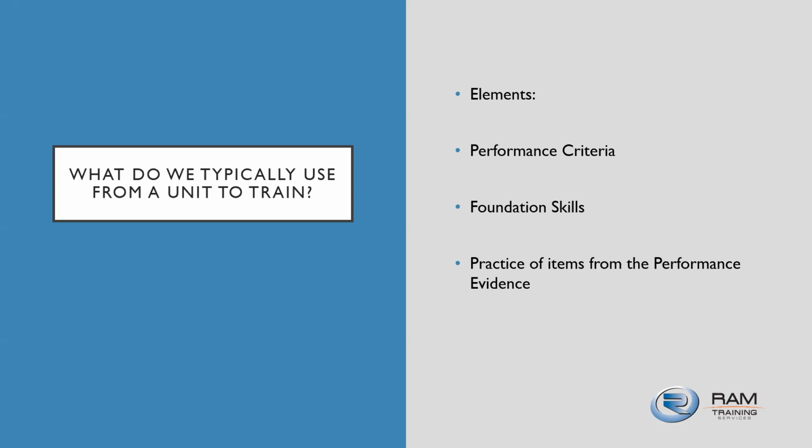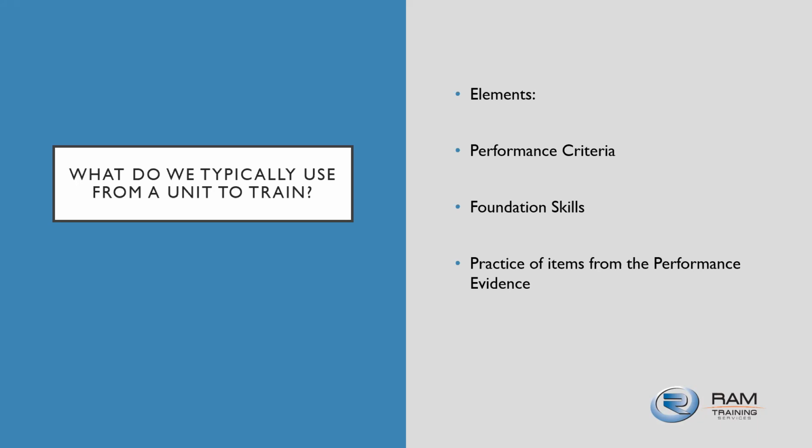And we talked about there's things called elements, performance criteria, foundation skills, and there's absolutely things from the performance evidence that we can practice doing as well. So if you're looking at a unit and thinking, all right, what do I actually train from it? Well, fundamentally, these are the things we really want to look at. We want to look at the elements. So typically there's like 3 or 4 elements, or even sometimes 5 or 6 elements in a unit of competency.